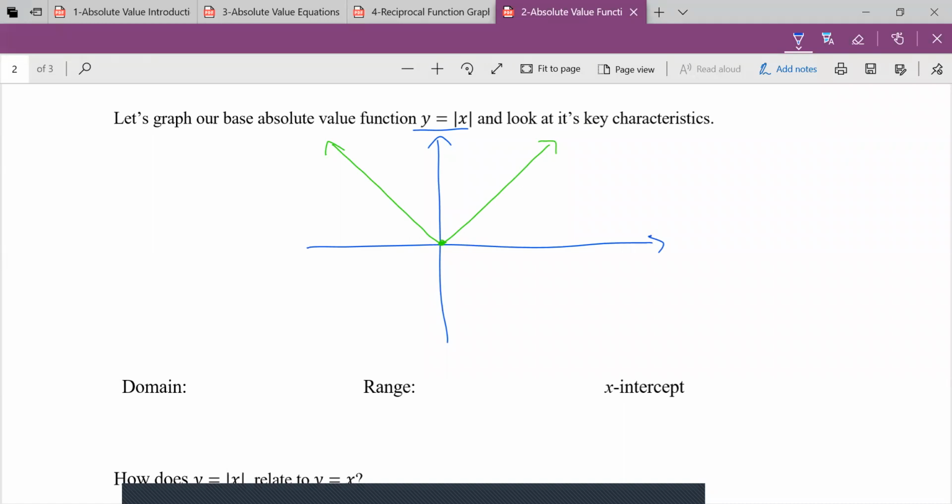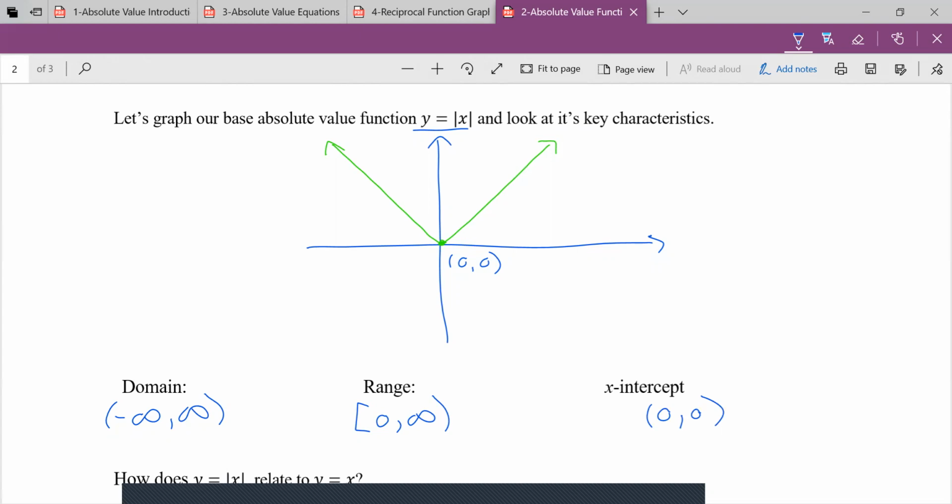So our domain, well, it's infinite. It goes to negative infinity and to positive infinity. Never stops going to the left, never stops going to the right. The range starts right at the origin, so it's greater than or equal to 0. And the x-intercept and the y-intercept is at the origin, at 0, 0. So there's our most basic graph.